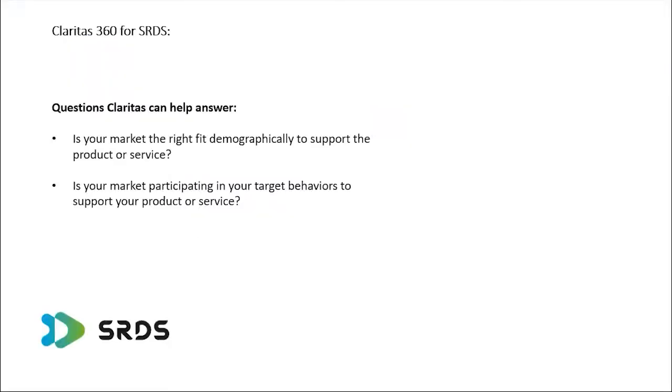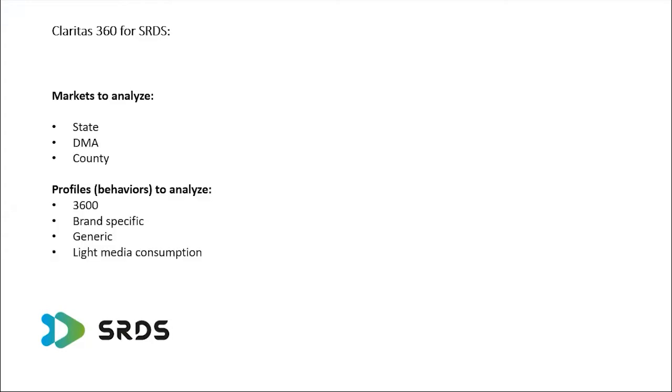Examples of the kinds of questions Claritas can help answer include: is your market the right fit demographically to support your product or service? And is your market participating in your target behavior enough to support your product or service? Claritas is not our resource. We license a portion of a fully customizable resource from Claritas, so we're limited in the markets that we offer, which include state, DMA, or county, as well as the profiles or behaviors, which include 3,600 brand-specific behaviors, some generic behaviors, as well as light media consumption behaviors.